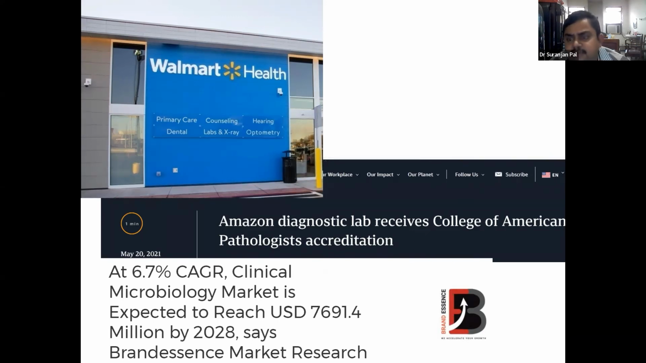As well as Amazon started this self-testing in America, and they're also getting accreditation from the College of American Pathologists. So in future, a huge business will come into diagnostics, and they will fund all of the labs. So there will be mostly point of care testing, and most of the labs will turn into satellite labs. So if we are not proactive this time, if we are not going to the wards, we may get extinct in the near future.